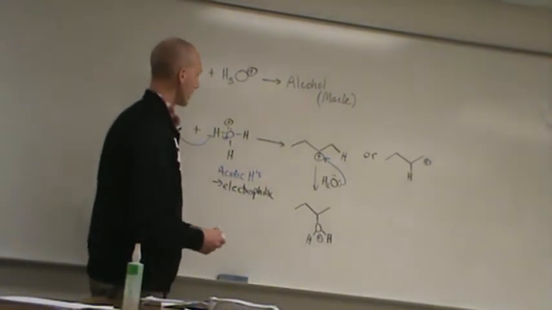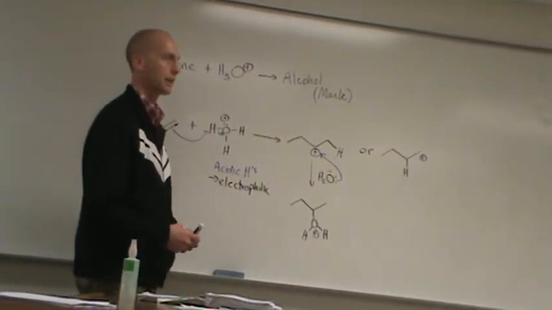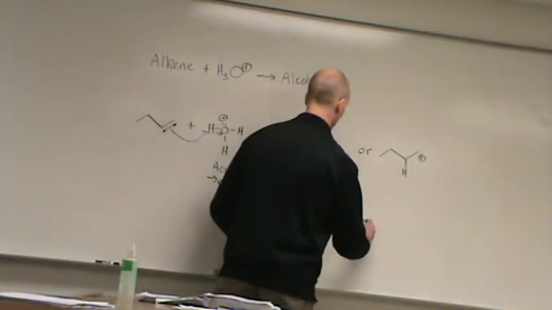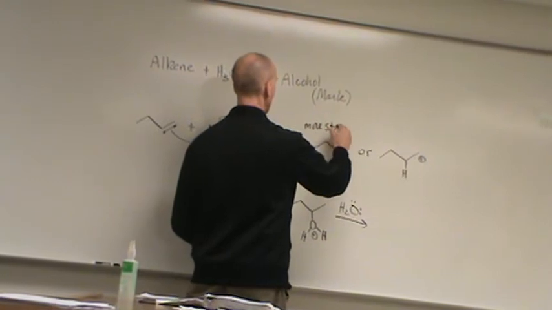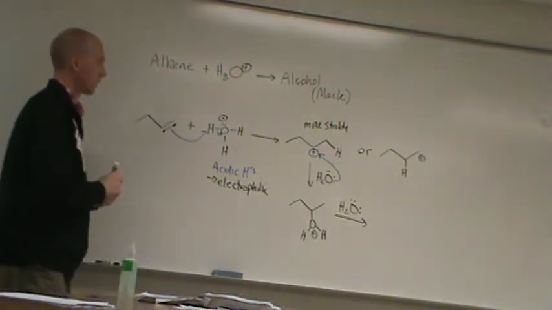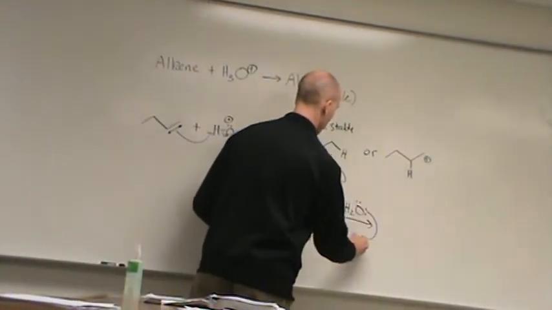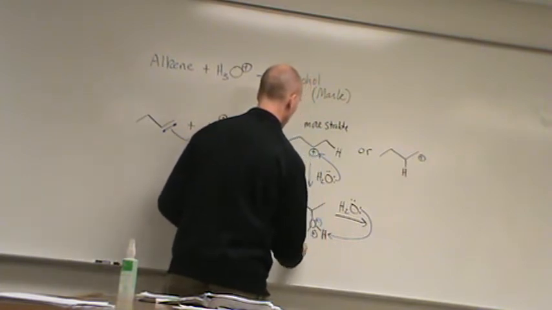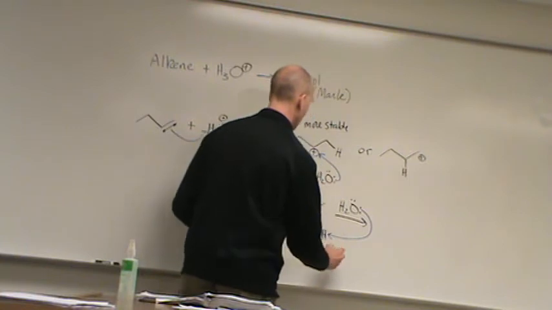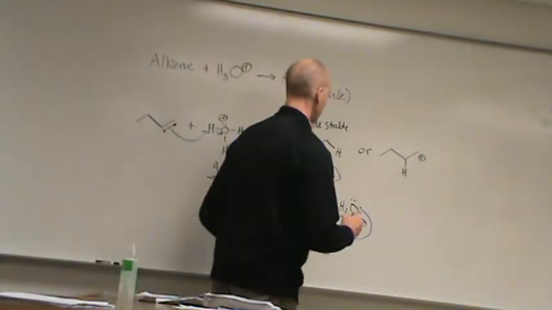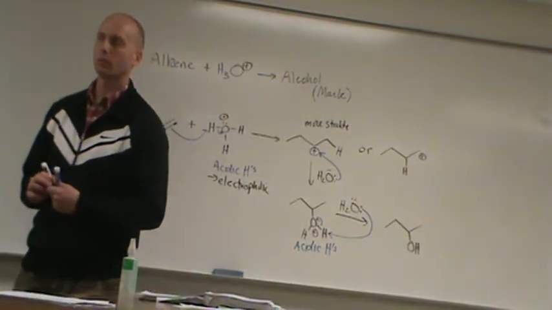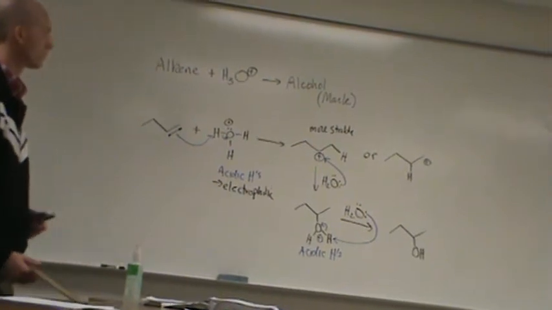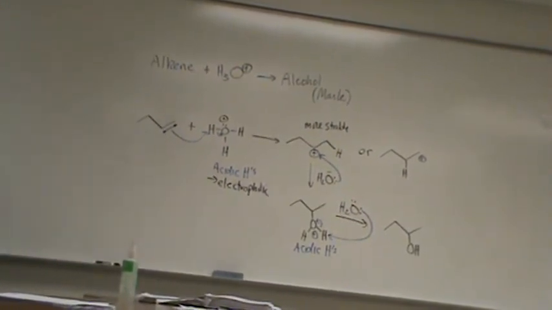Okay, since these are acidic, what will remove it? Starts with a B, a base. Well, let's bring in another water molecule. So the water can now take an acidic hydrogen. Finally formed are the Markovnikov alcohol. Okay. So you want to be familiar with this mechanism. There's a few steps to it.